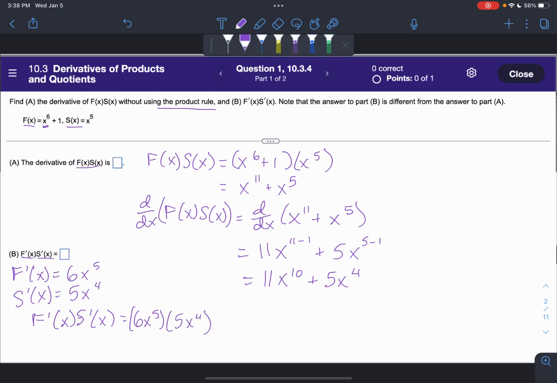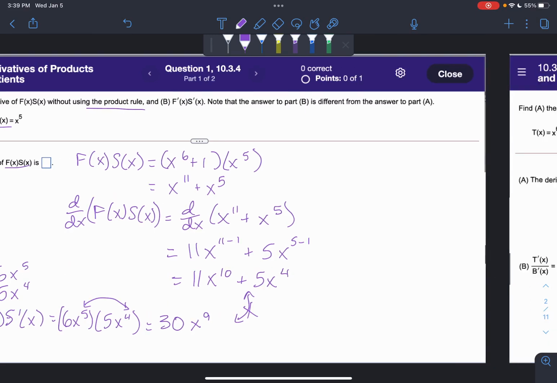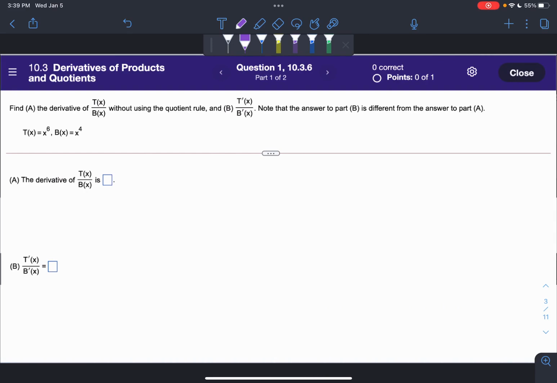5x to the 4th. All right, we get 30x to the 9th power, because we can add these two powers because they both have a base of x. So notice how these two aren't the same, and this kind of proves that the derivative of f of x times s of x may not always equal, and more often than not, will not equal the product of their individual derivatives.